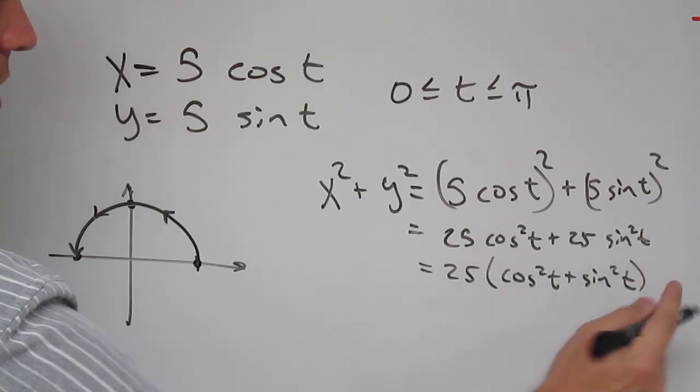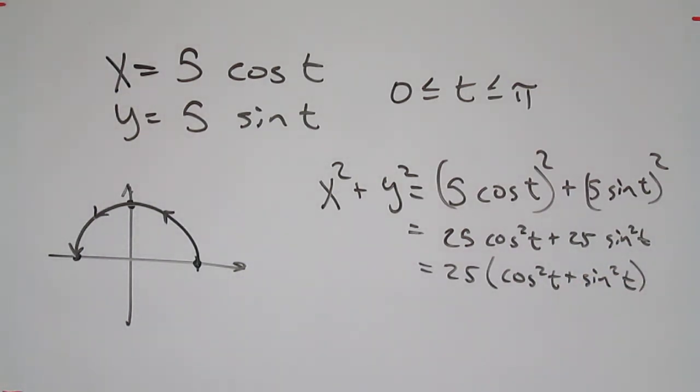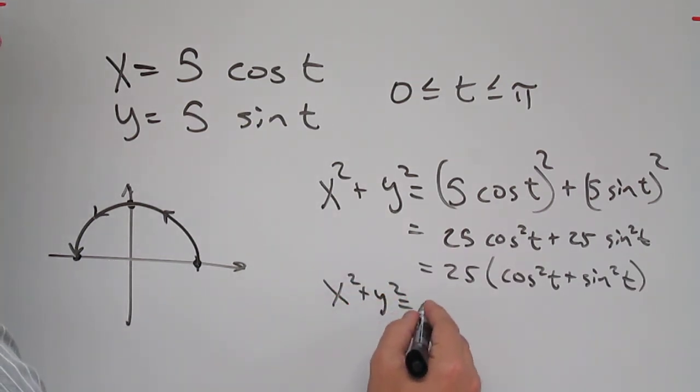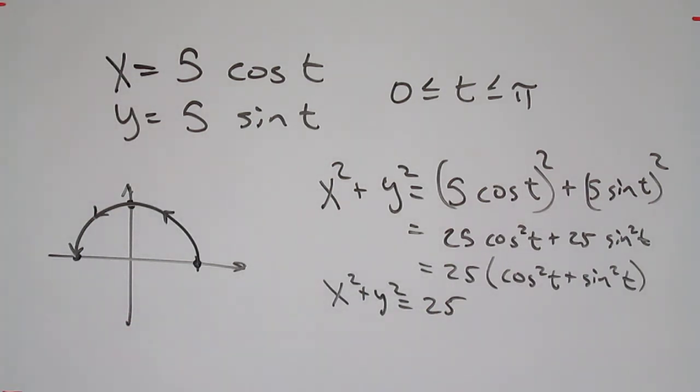Guess what? We know that's equal to 1. So that parameter ends up completely dropping out, and so I can get this thing to equal x squared plus y squared equals 25. That is a circle. So that is a full circle. Again, I can't limit just the top half.